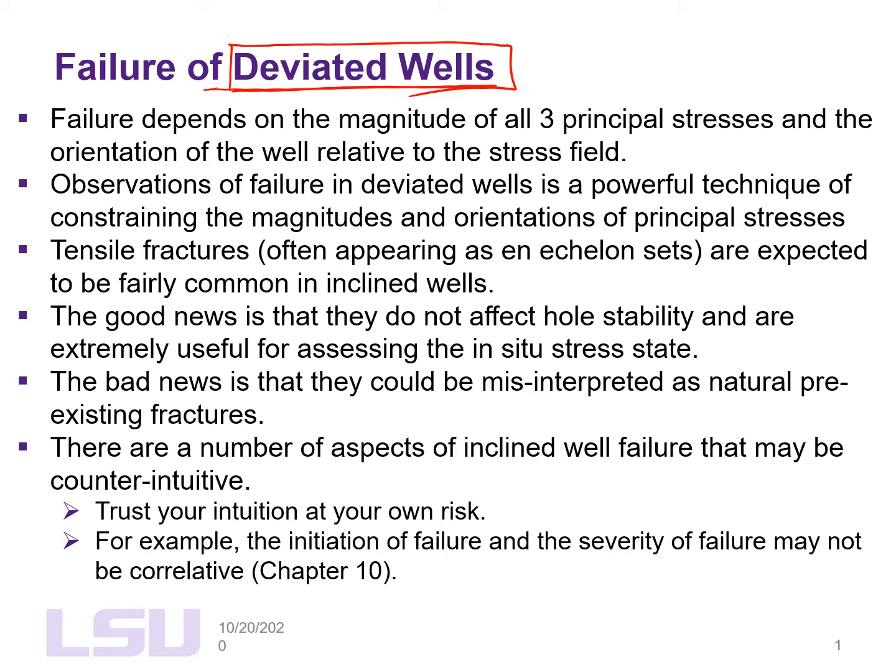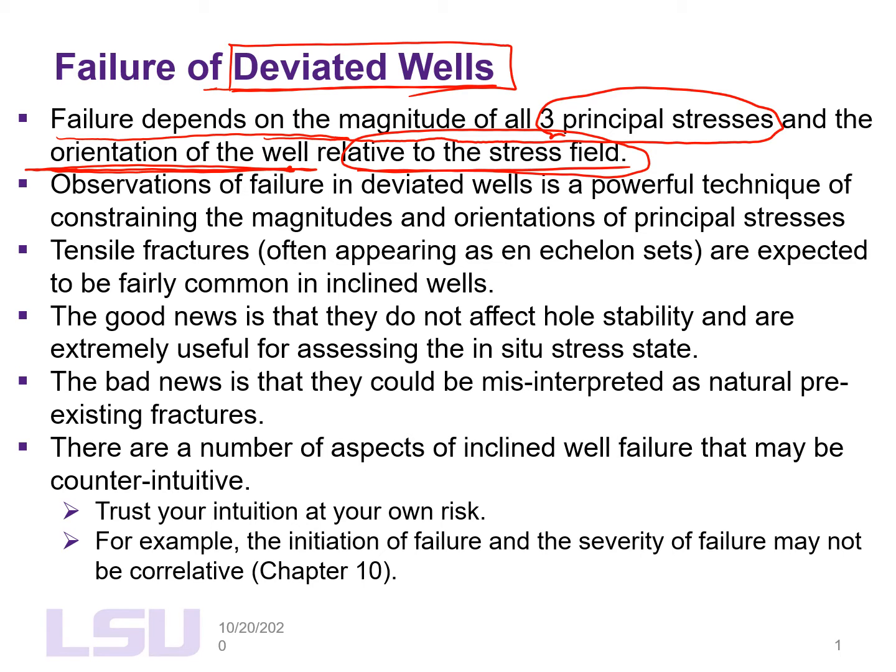So like in the vertical case, for deviated wells, failure depends on the magnitude of the three principal stresses, as well as the orientation of the wellbore in relation to the orientation of the stress field. Observing failure in deviated wells is a useful technique we can use to constrain the stress magnitudes like we did with vertical wells. Also, it gives us the orientation of the principal stresses. Precisely, we get the azimuth of SHmax.